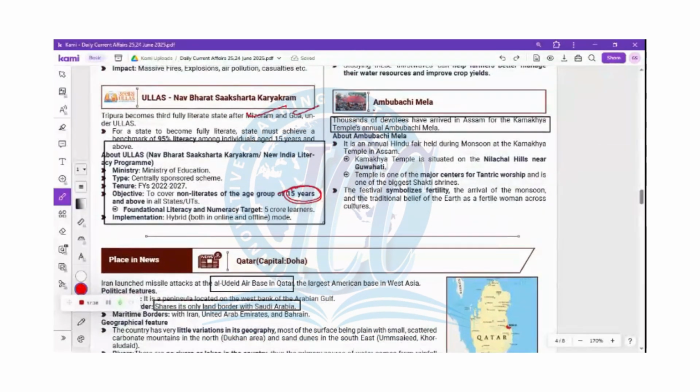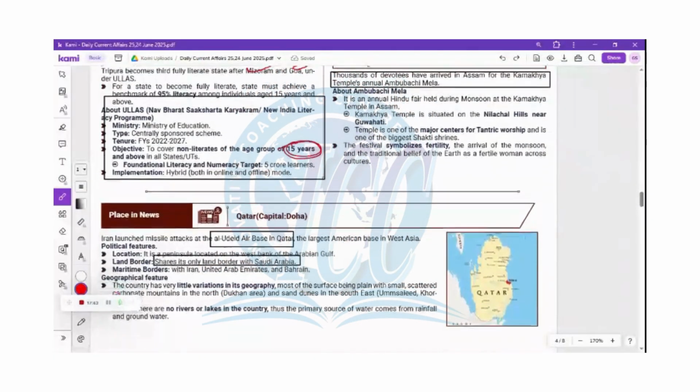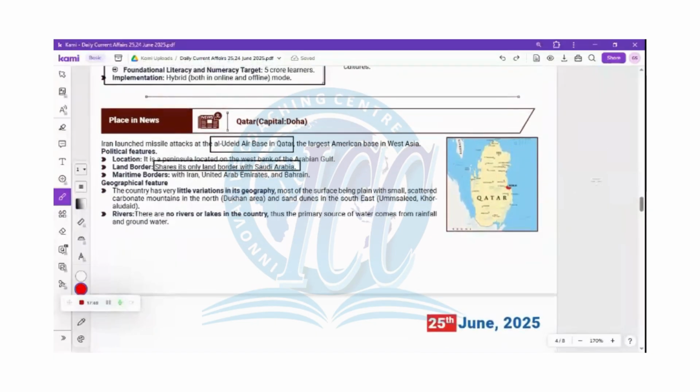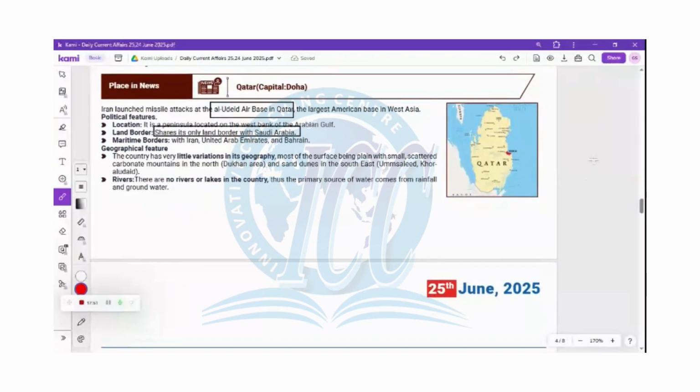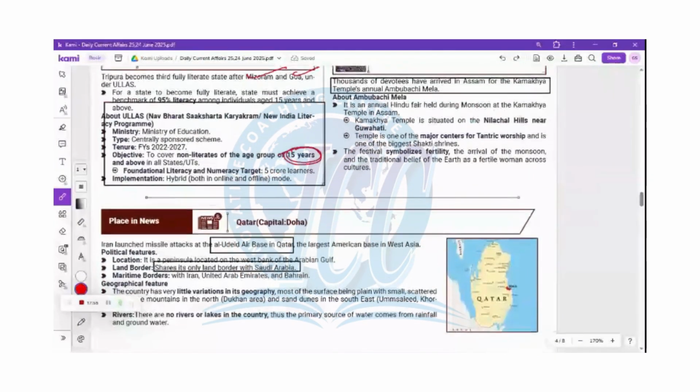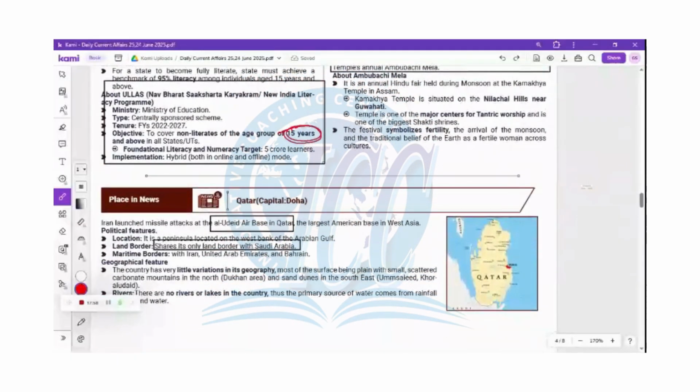Then this Kamakhya temple we'll be discussing in art and culture. The Ambubachi Mela is a famous mela that happens to celebrate the fertility of Mother Earth, because they believe Earth to be a woman, and whenever it is undergoing the cycle changes, they celebrate it.